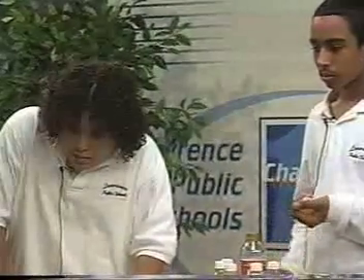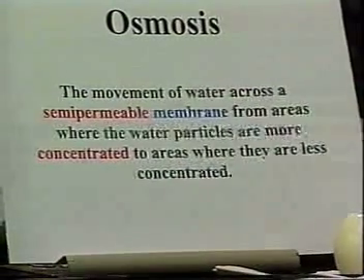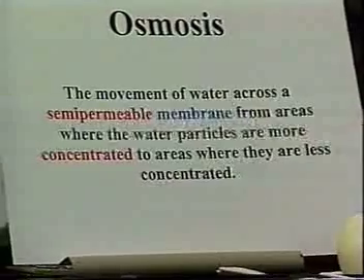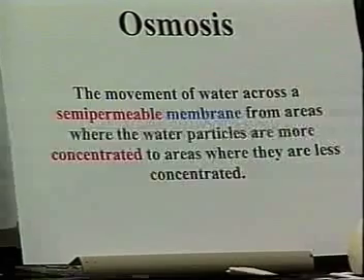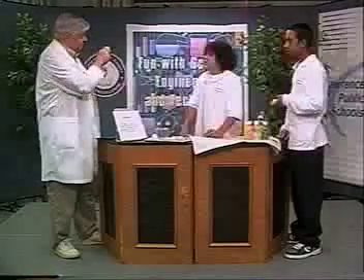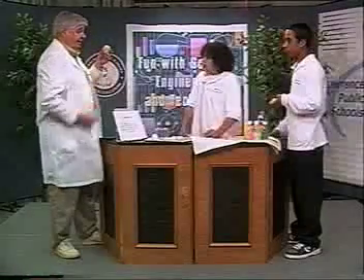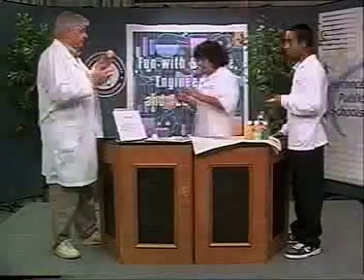So what does my osmosis definition say? The movement of water across a semi-permeable membrane from areas where the water particles are more concentrated to areas where they are less concentrated. Right. So I've got a high concentration of water in the egg compared to the air. I have a semi-permeable membrane, and a little bit of water comes out through it. It gets to the outside surface and what happens to it? It evaporates. So what's going to happen to the egg? It's going to cool down a little bit, just like whenever you come out of the pool.